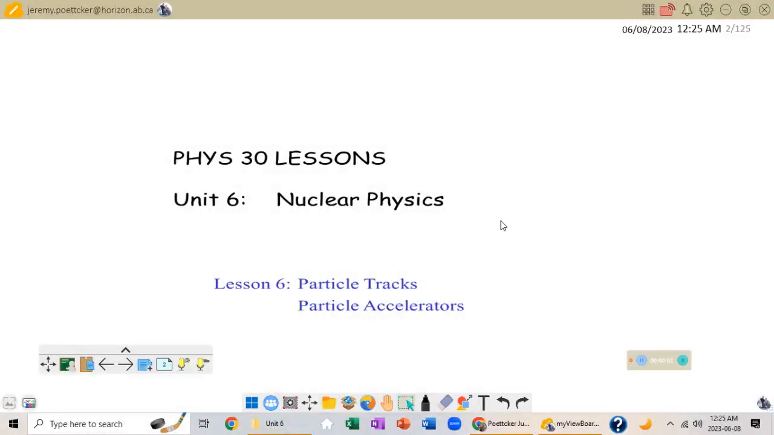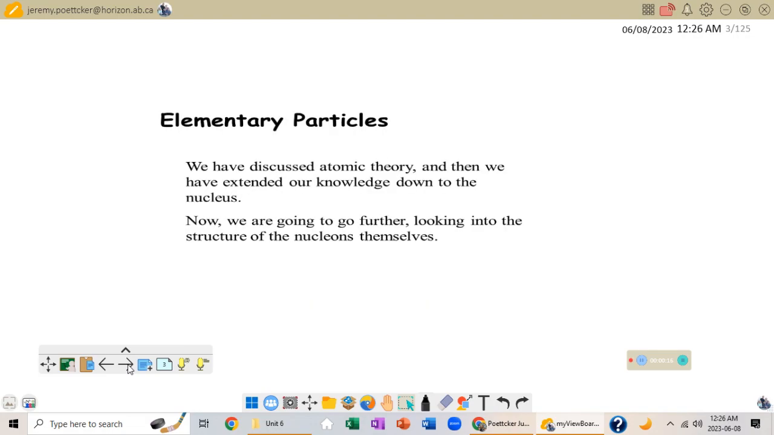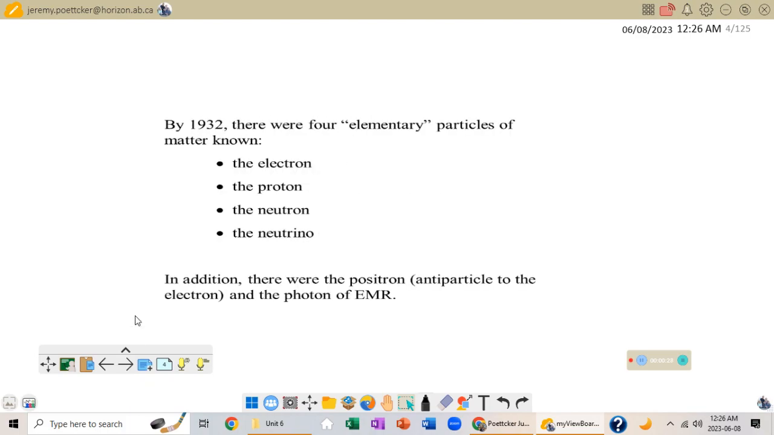All right, we want to chat quick about particle tracks and particle accelerators today. And this is setting us up for our very last lesson, which will be Monday, in terms of how we found these things. We want to talk about elementary particles, and we've kind of talked down to the level of the nucleus, and now we're going to go structure the nucleons themselves.